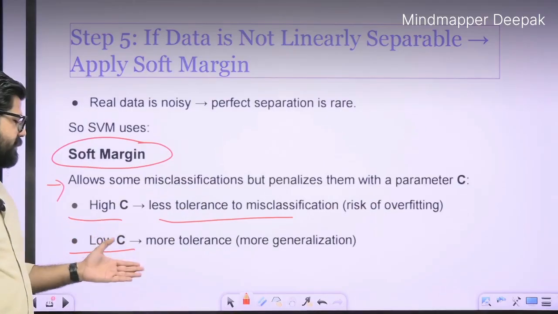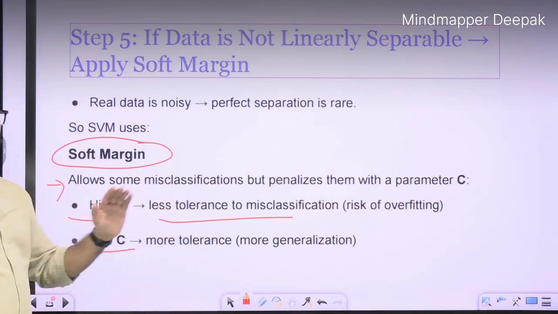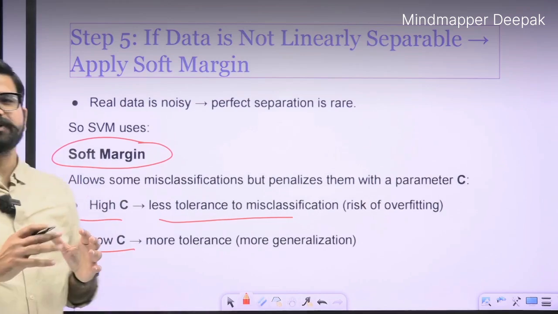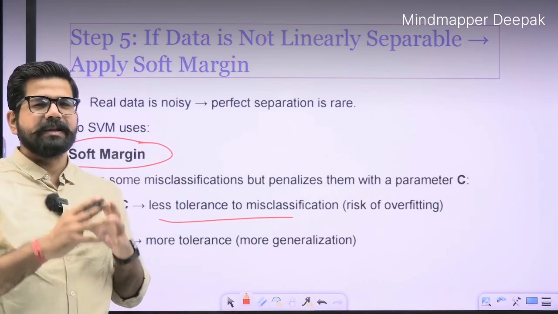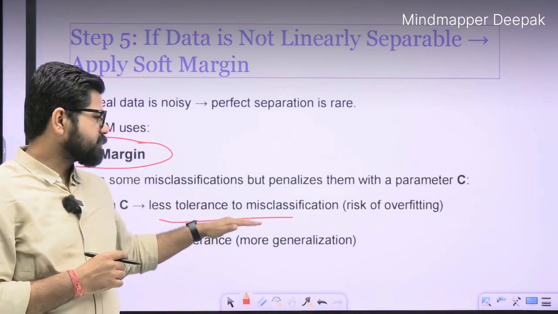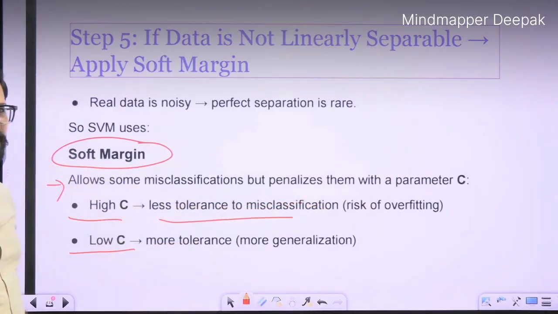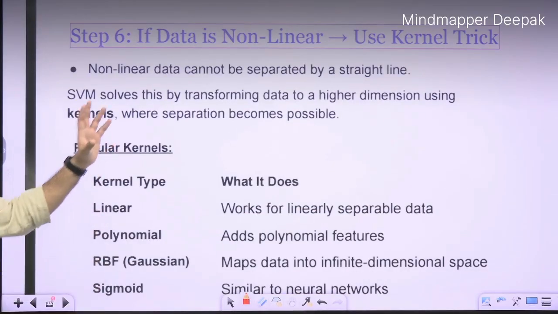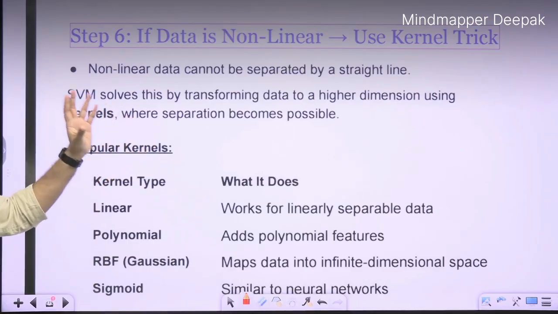Low C means more tolerance, that is, more generalization. So if your C value is low, it is more generalized. If your C value is high, your risk of overfitting is high. Okay. So if data is non-linear, use the kernel trick.